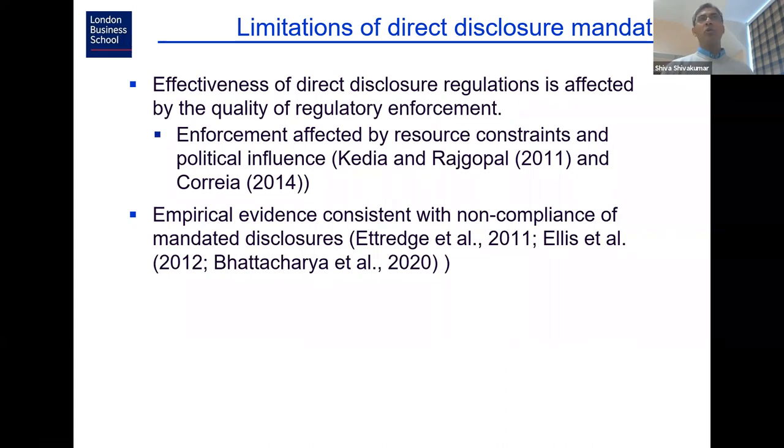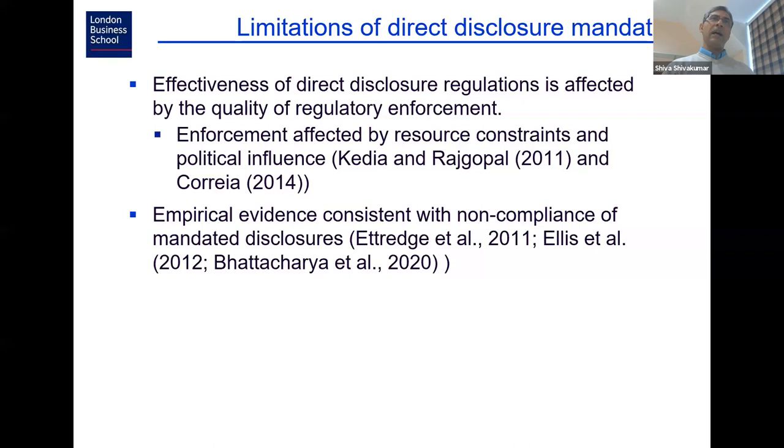And enforcement through regulations is also going to be affected by political influence. And that's what these papers by Kadia and Rajgopal, as well as Maria Correa, are showing, that enforcement is not always perfect. So if you look at the empirical evidence on how direct disclosure mandates have proved to be, the results have been quite mixed.